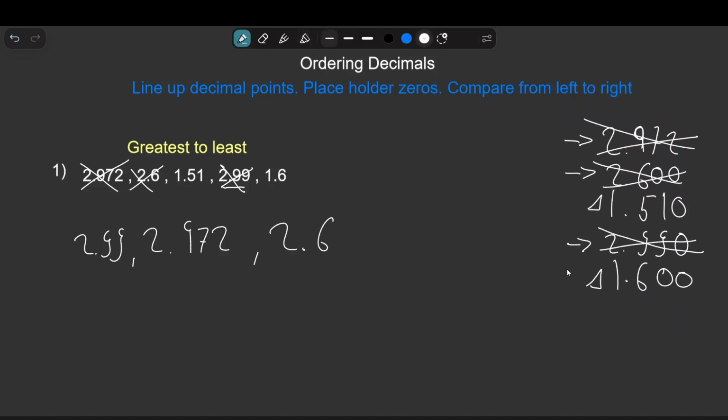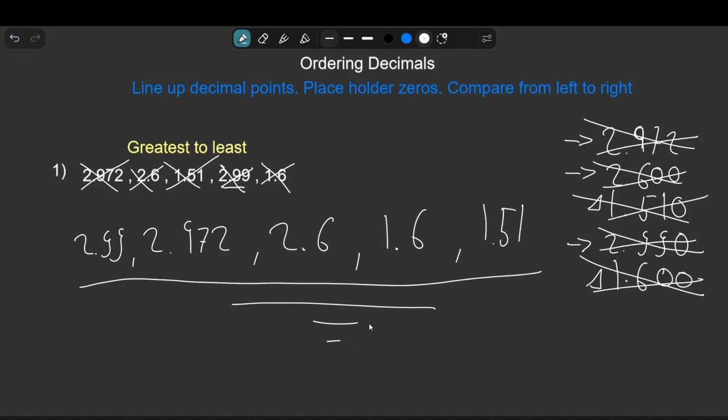Now you can see we have two numbers left, and these two are very simple. So they both have a 1, 1, and 1. We line the decimal up. We have a 5 and then a 6. So we can already see this one is larger. So you put this one next. 1.6, as you can see right here. We can cross this off. And now we just put the last one, which is 1.51. Cross it off. And this will be your final answer.